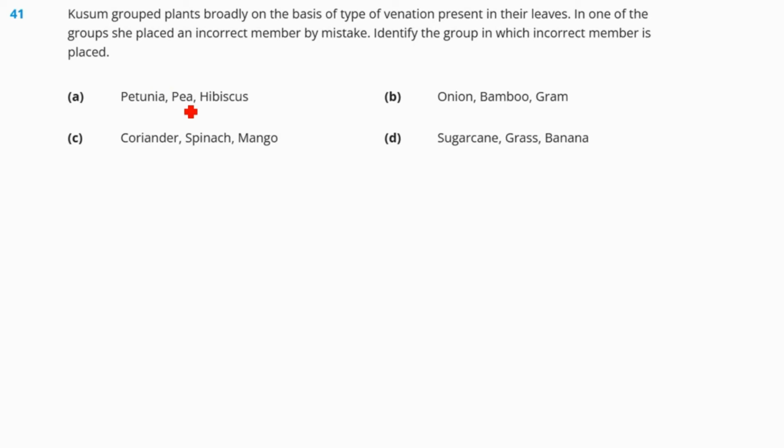Question number 41. Kusum groups plants broadly on the basis of the type of venation present in their leaves. In one of the groups she placed an incorrect member by mistake. Identify the group in which the incorrect member is placed. Let's see. Petunia, peepal, hibiscus. Correct. Onion, bamboo, gram. No. This is incorrect. Coriander, spinach, and mango. This is based on venation, right? Yes. Coriander, spinach, and mango. Correct. Sugarcane, grass, banana. Correct. So our incorrect one is option B.